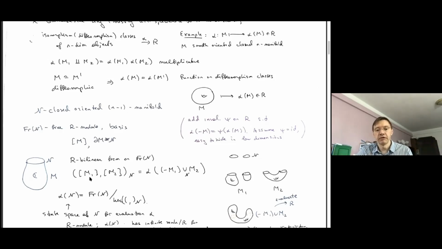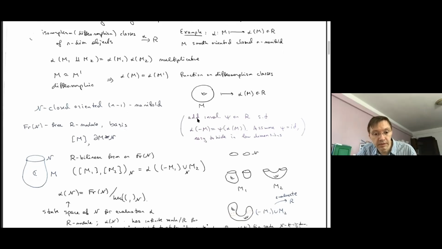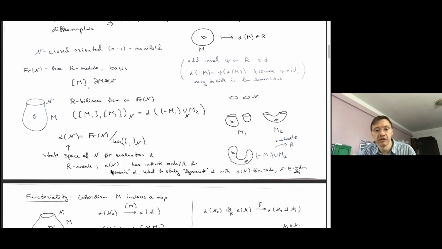So we have a system of these evaluations. We can now define the state space of the (n-1)-dimensional manifold N as the quotient of the free module on the basis of cobordisms that bound N, modulo the kernel of the bilinear form. Of course, if you choose evaluations generically, randomly, then it's going to be a trivial kernel, so you'll not get anything interesting. You'll get this huge space with a basis of all cobordisms that bound N. But occasionally you get degenerations, occasionally you get collapse. In general, it has infinite rank over R, but sometimes you can get interesting examples with finite rank.